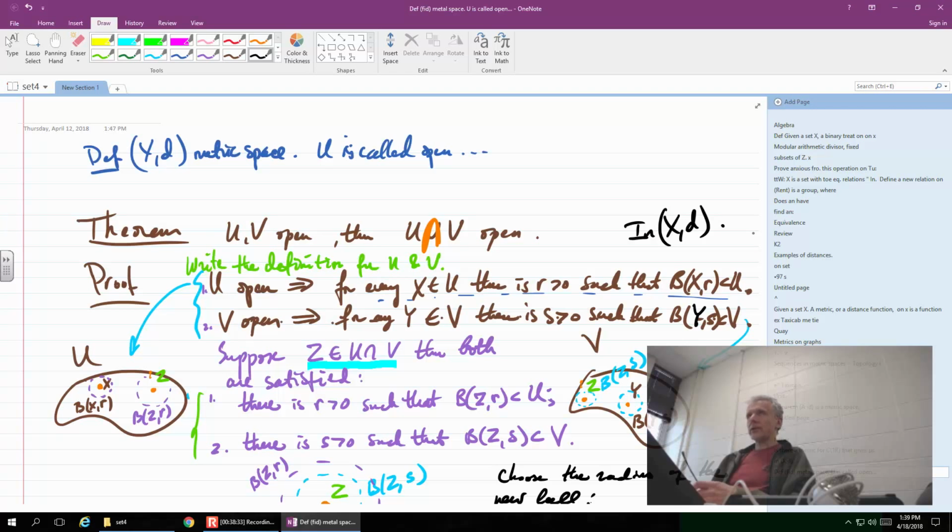Well, so let's shake the tree a little bit. So, the converse. First state the converse, then think is it true or not. How do you state it? If U and V are open, then U intersection V is open. What's the converse?